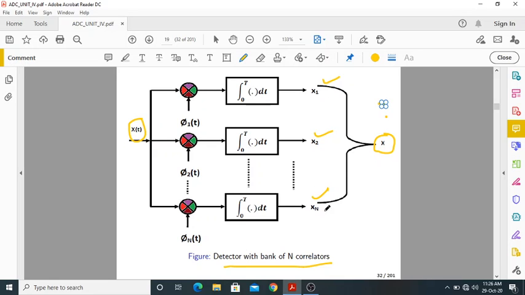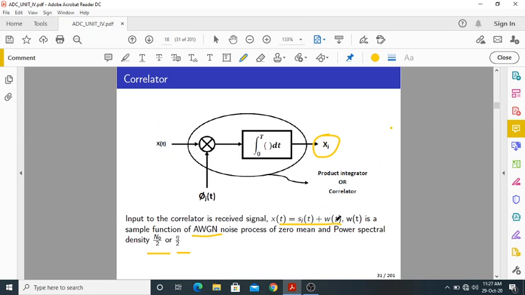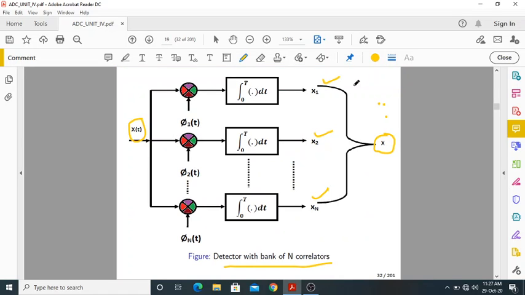Here these are the outputs we have. These are also random variables, Gaussian random variables, because x of t is Si of t plus W of t, and W of t is a Gaussian random process. Obviously x of t is also a Gaussian random process. Now we have to find out the mean and variance of each and every output of the N correlators: the mean of x1, mean of x2, and so on up to the mean of xN, and the variance of all these outputs.